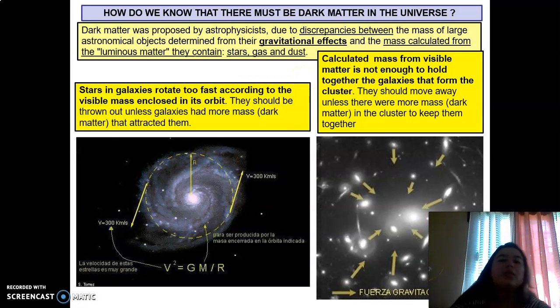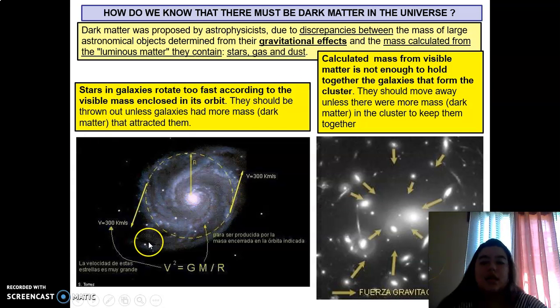And how do we know that there must be dark matter in the universe? Dark matter was proposed by astrophysicists due to discrepancies between the mass of large astronomical objects determined from their gravitational effects and the mass calculated from the luminous matter they contain: stars, gas, and dust. Stars in a galaxy rotate too fast according to the visible mass enclosed in their orbit. So they should be thrown out unless the galaxy had more mass. So that's why there is dark matter. It attracts them.